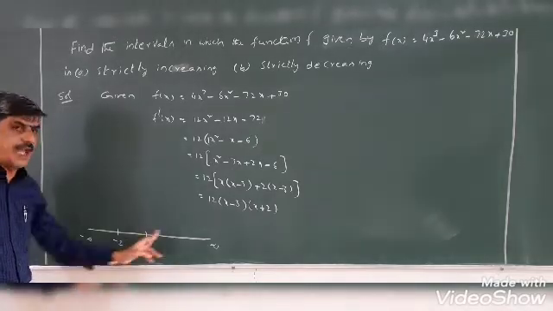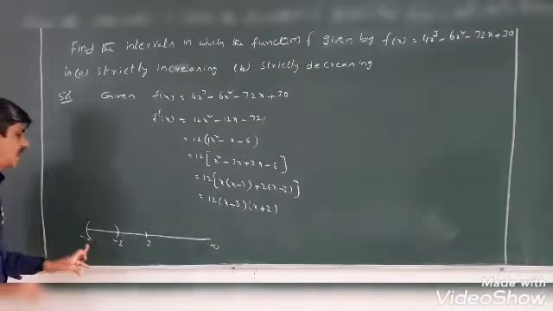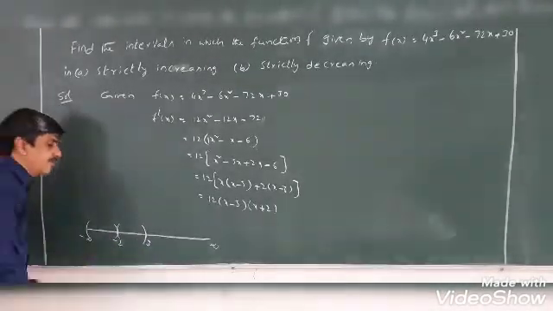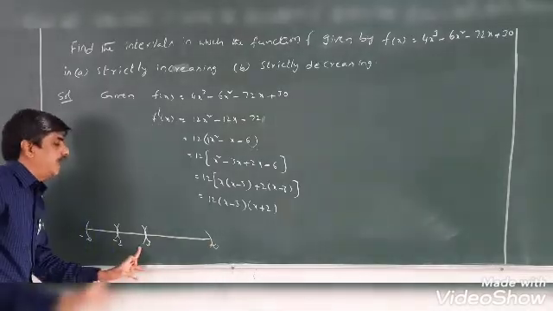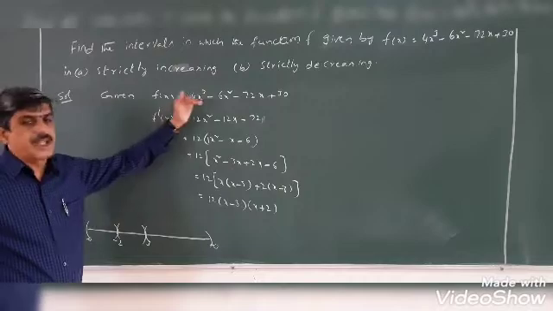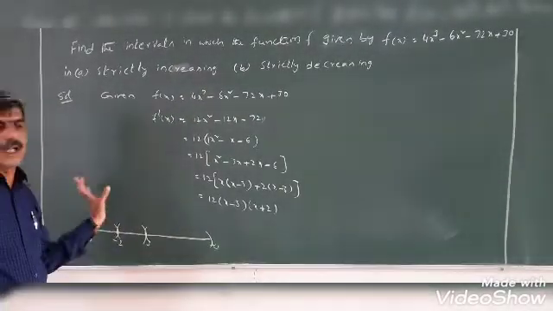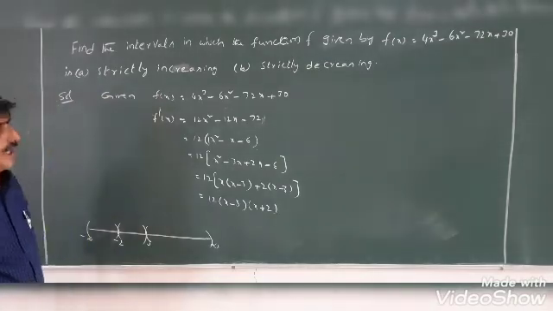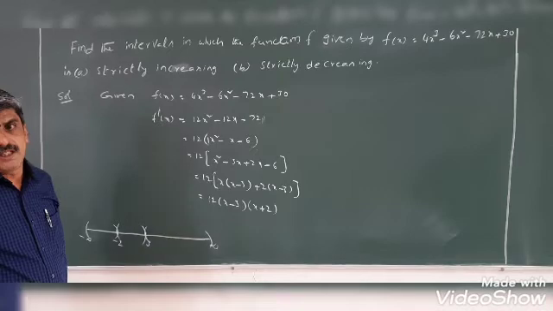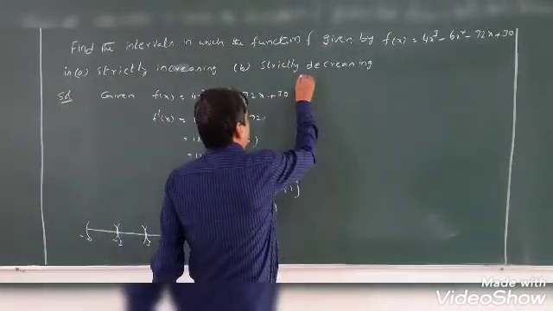Now the real number scale divides into 3 intervals. So one interval is minus infinite to minus 2, another interval is minus 2 to 3, and one more interval is 3 to infinite. So in these intervals we want to find the sign of f dash x. If f dash x greater than 0, then in that interval, the function is strictly increasing. If f dash x is less than 0, in that interval, f is strictly decreasing. So now find the table.